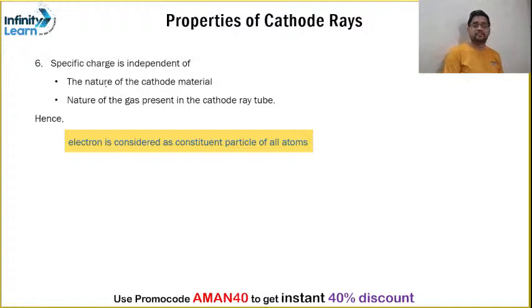6. Specific charge is independent of... not special, sorry, specific charge. The specific charge of these cathode rays is independent of the nature of the cathode and the nature of the gas present in the cathode ray tube. Take any metal, take any gas in the chamber, its specific charge will remain constant, and hence that proves that the electron is considered to be the constituent particle of all atoms.